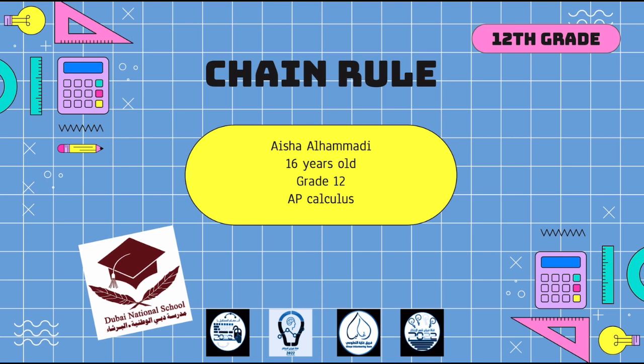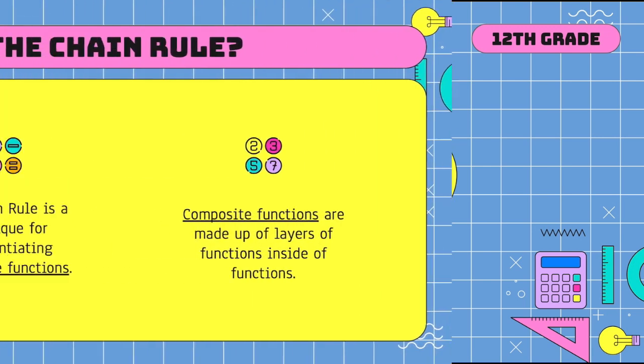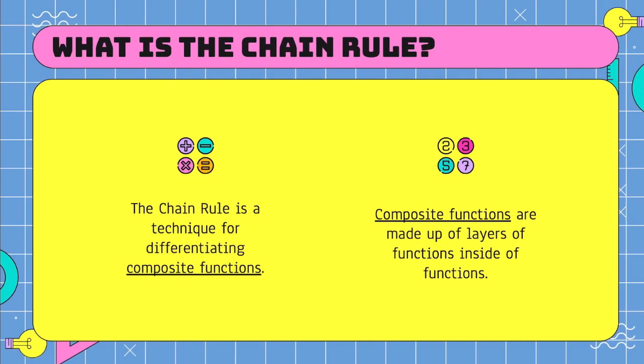Today I'll be talking about chain rule. It's a lesson from our AP Calculus class. What is the chain rule? The chain rule is basically a technique for differentiating composite functions. You might question yourself, what are composite functions? Composite functions are made up of layers of functions inside functions. Some functions have many layers that must be peeled away in order to find their derivatives.